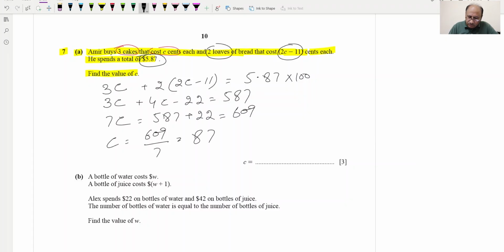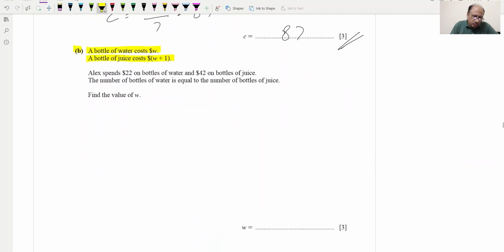So C value will be 87. This was a 3 marks question which we are done. Now B part: a bottle of water costs W dollars and a bottle of juice costs W plus 1. Alex spends 22 on bottles of water.